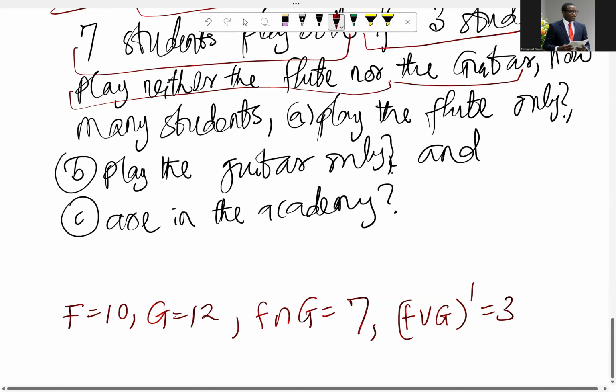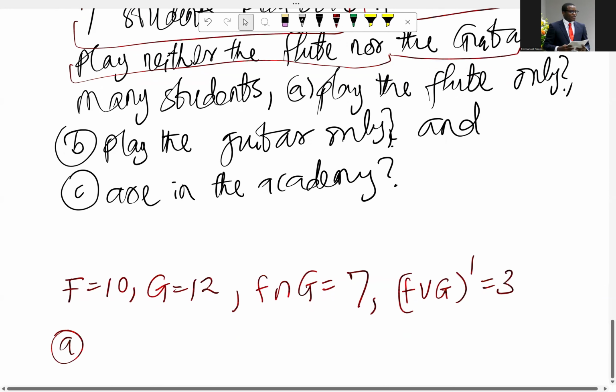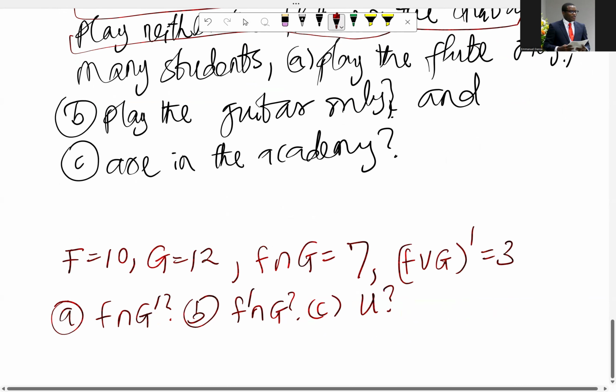That's the idea. So for question A, what do we need? We need those who play the flute only, so that means we need F intersection G prime. B, play the guitar only, that is F prime intersection G. And C, finally, we need the universal set. That's the question we have to answer. So pretty easy to handle once we understand.